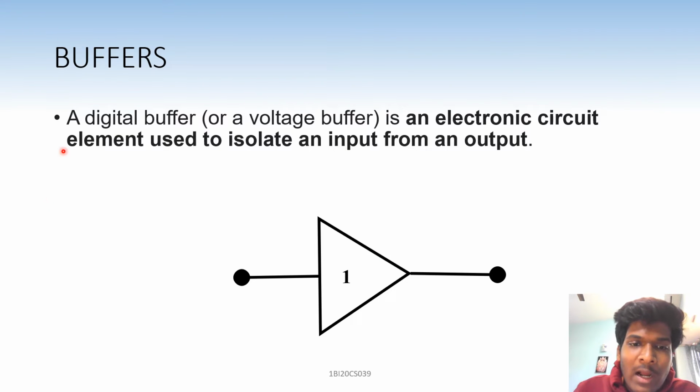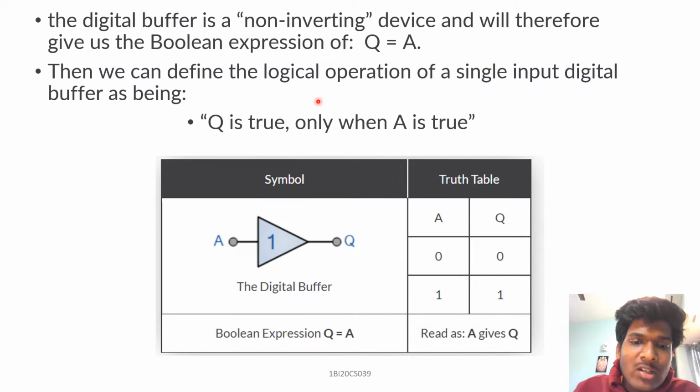What is a buffer? A digital buffer or a voltage buffer is an electronic circuit element used to isolate an input from an output. That is, if an input is given, it just stores the input and passes it on. The digital buffer is a non-inverting device and will therefore give us the Boolean expression of Q equal to A. Then we can define the logical operation of a single input digital buffer as being Q is true only when A is true.